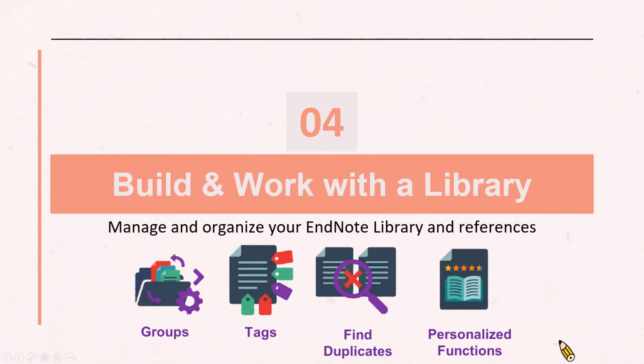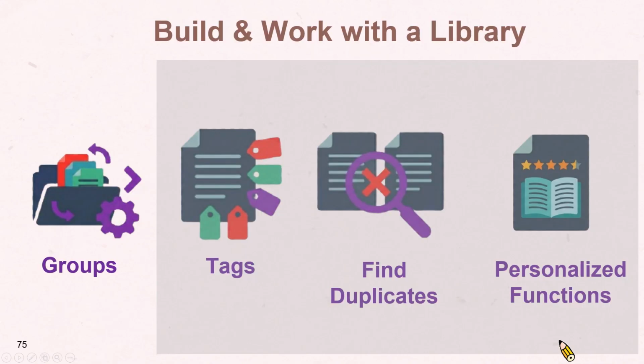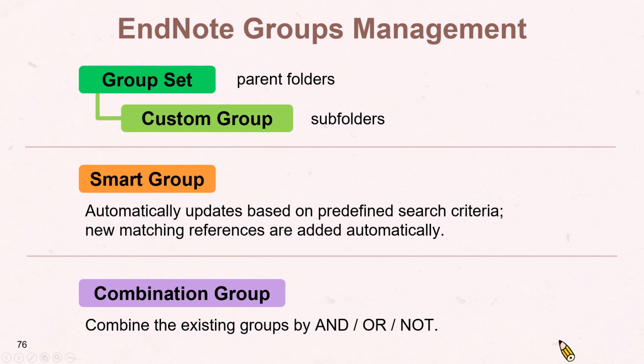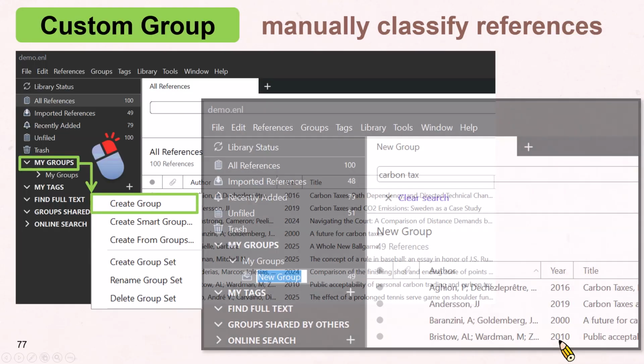After collecting lots of references, you will need to manage them, especially when dealing with multiple projects. In this part, we will introduce some useful management functions for you. Let's start with the groups. The groups can make it easy to arrange a large library into subsets. There are 3 different kinds of groups. I will introduce them one by one.